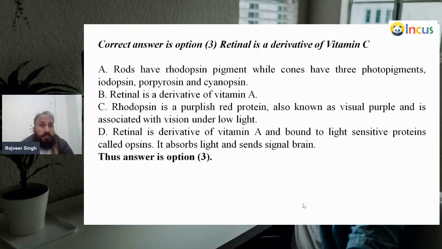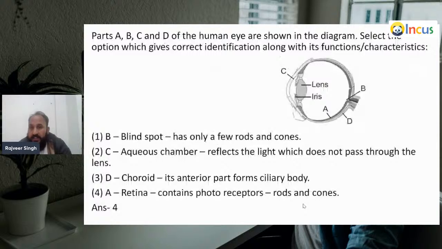Next question about parts A, B, C and D. Here is the diagram of the human eye. So the eye is shown in the diagram. Select the option which gives correct identification along with its function and characteristics. So A, B, C, and D.